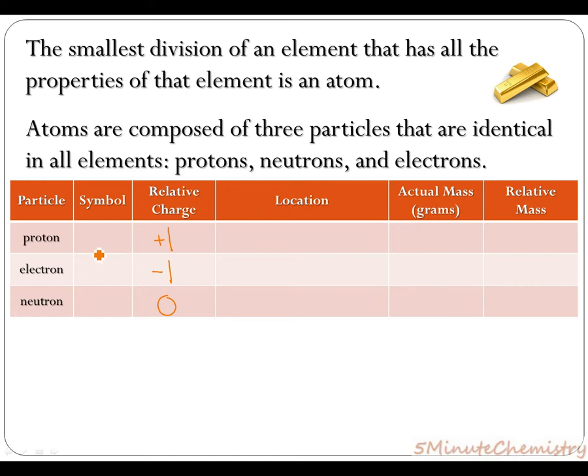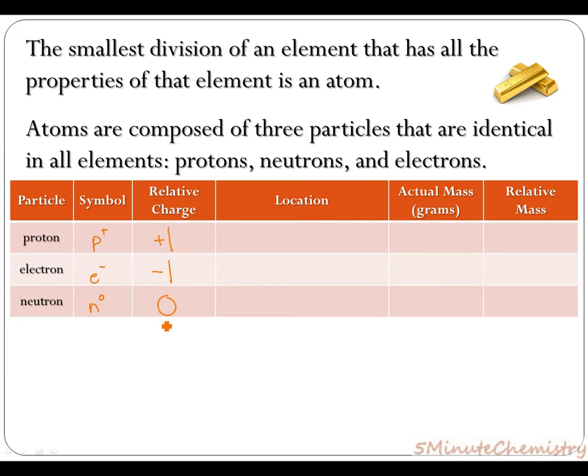Now, the symbol notation we have to be familiar with as well. The symbol form of a proton is P with a superscript of plus. Electron is E with a superscript of minus, and a neutron is N superscript 0. Okay, so you'll notice the superscripts indicate the charge on that subatomic particle.